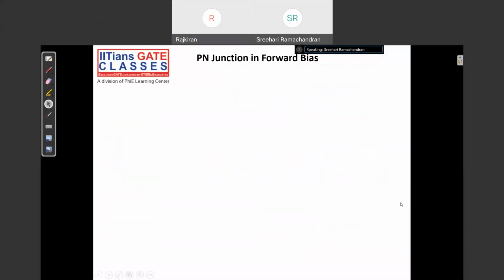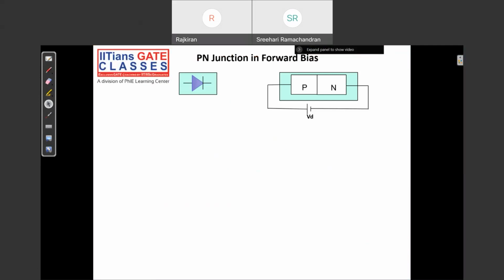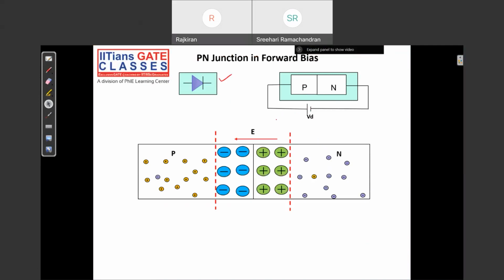So, what is forward bias? Forward bias means when a PN junction is given an external potential Vd, in which the p side is positive compared to the n side, then I can say my diode is in forward bias. So this is my equilibrium picture, right?